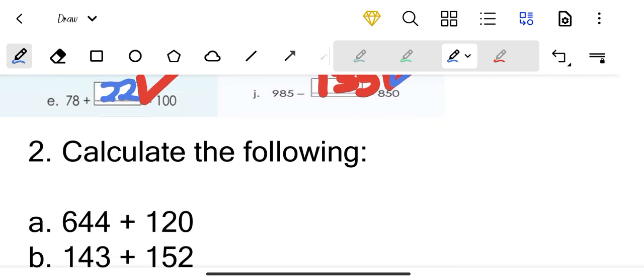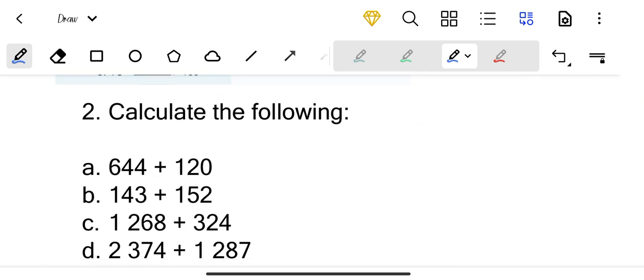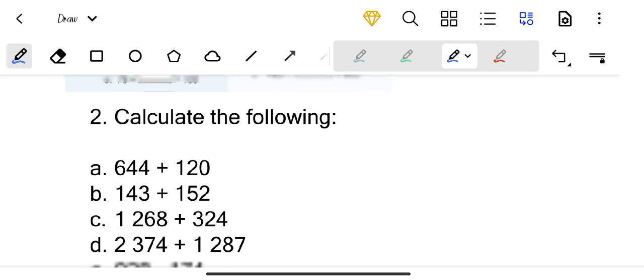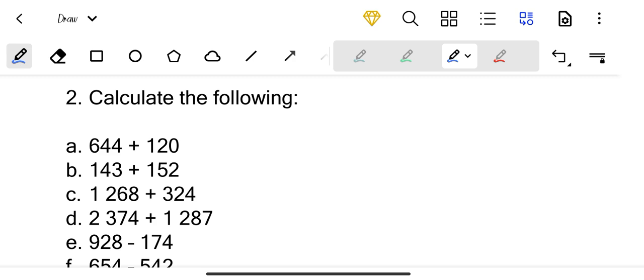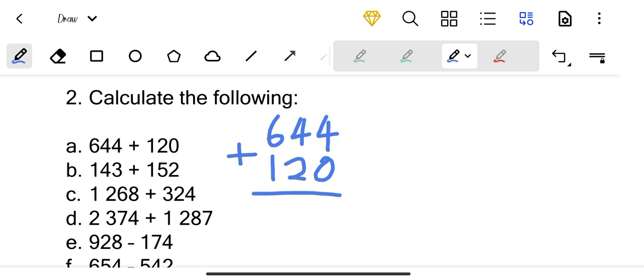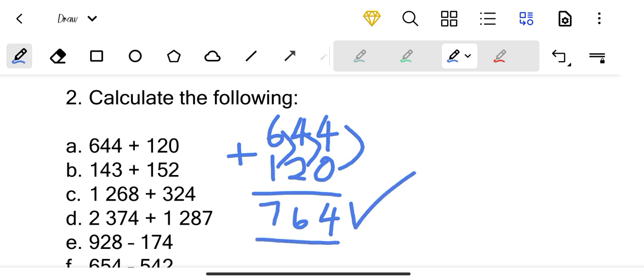So let's jump to number 2. Number 2 is dealing with calculation. It says, calculate the following. Now you are given 2 things. Let's say you are given 6, 4, 4 and 0, 2, 1, and then you're supposed to add. You're going to say that plus that, that's 4. That plus that, that's 6. That plus that is equal to 7. And then you are done with A. So the answer there is 764.